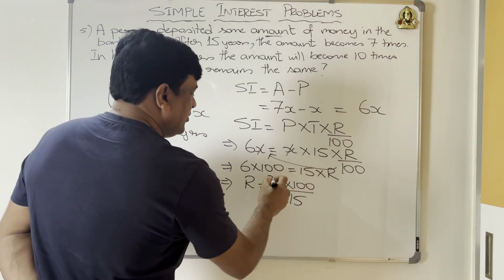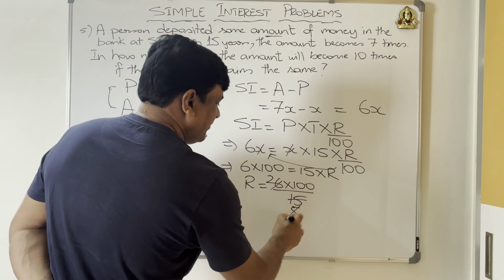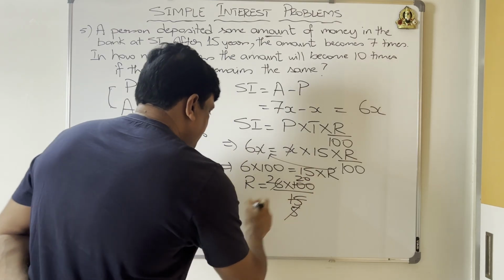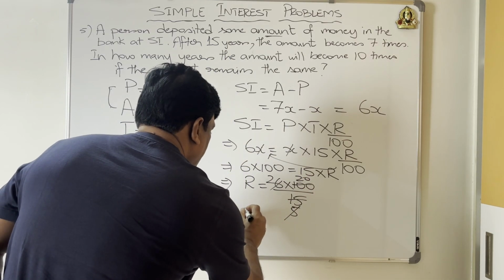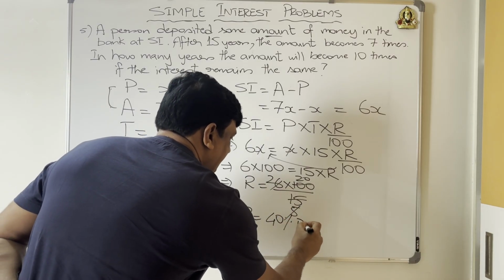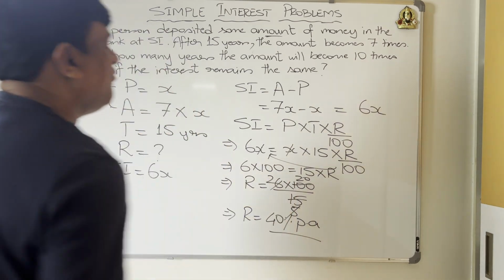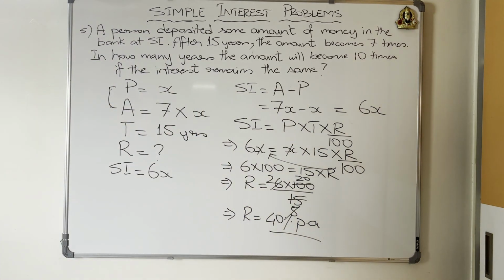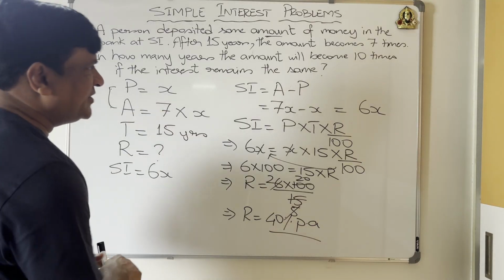3 2s are 6, 3 5s are 15, 5 20s are 100. So your rate comes out to be 40% per annum. You got the rate to be 40% per annum, right? So did we solve the first part?